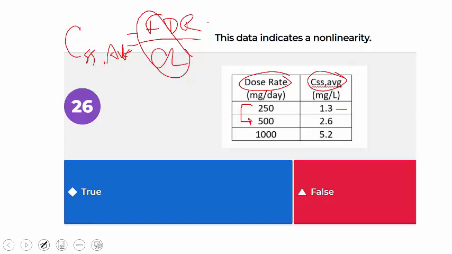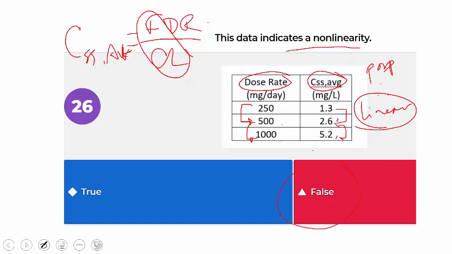So we would expect our CSS average to also double, and it does in this case, so that's linear, isn't it? And once again, if we go from 500 to 1,000, again, doubled. Does this double? Yes. So this is proportional, and therefore linear. So does this indicate a nonlinearity? No. So this is false.